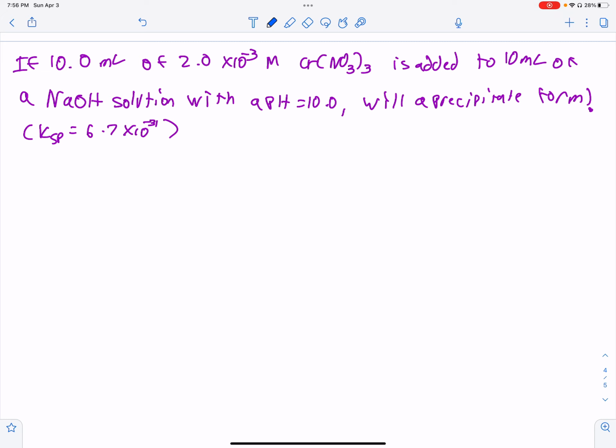So the first thing I'm going to do is write the double displacement reaction that occurs between chromium 3 nitrate and sodium hydroxide. So I have chromium 3 nitrate.